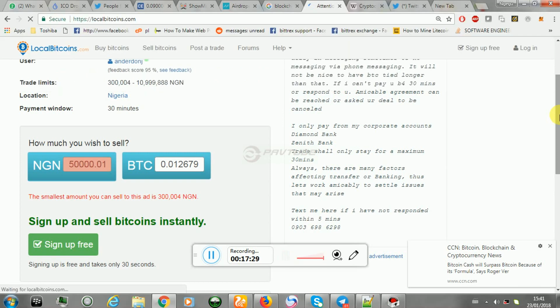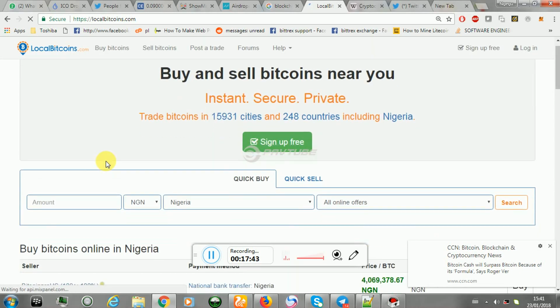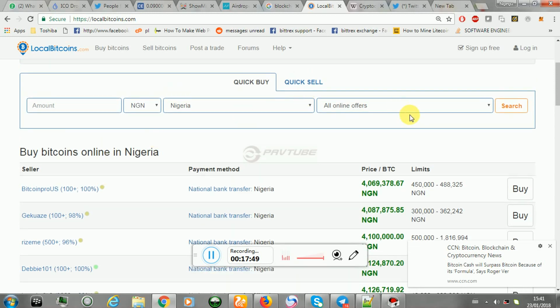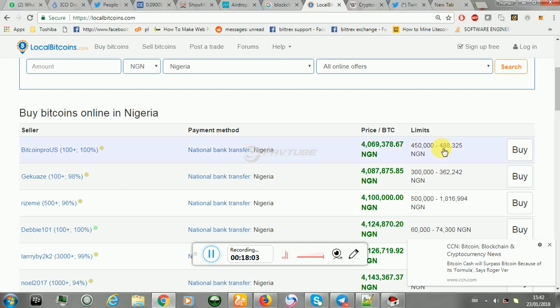When you visit LocalBitcoins for the first time, one of the first things you're likely going to see is that you have to check that you're not a robot, for the website to see that you're actually a human being. After that, you're going to see a screen in front of you with people who are willing to sell their bitcoins to you. You can buy from this person, and they have their limits. This person is willing to only sell to people who have up to 450,000 and above. This one 300,000 and above, 60,000 and above, and so on and so forth.